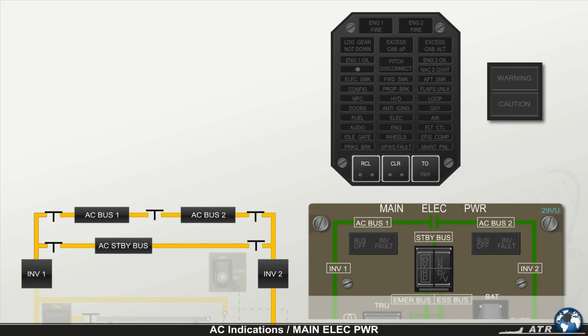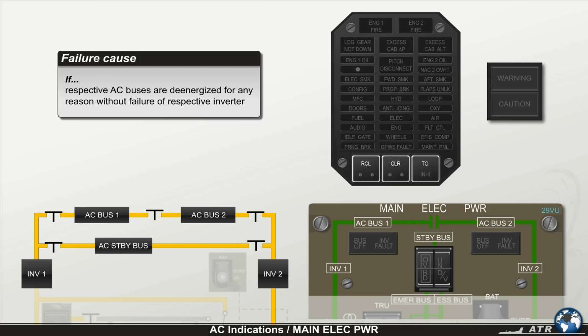A second configuration of these two indications is presented to you when the respective AC buses are de-energized for any reason without a failure of the respective inverter. In this case, the CCAS is also activated. The amber master caution flashes, a single chime is generated, the amber electric indication on the CAP, and the respective bus off light illuminates.